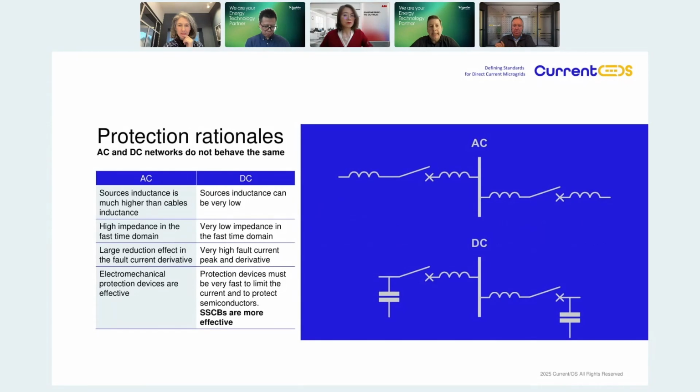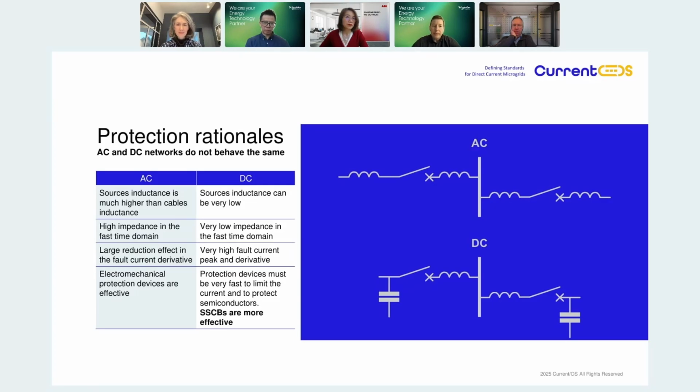Instead, in a DC network, we still have, of course, the inductance of the cable with the related resistance, in particular during transient phenomena. But because of a lot of AC-DC and DC-DC converters interfaced with the DC distribution network, we have a lot of capacitances. So, as you can see, in AC we basically have an LR network. In DC, we have an RC network.